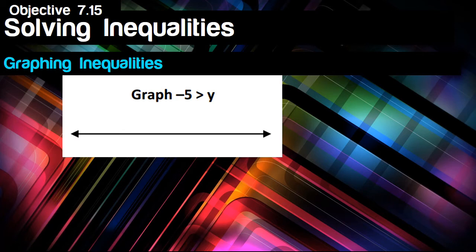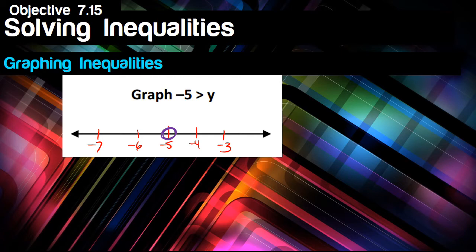Let's go ahead and try to graph -5 is greater than y. So I'm going to graph -5 on the number line, and then some numbers to the right, and then some numbers to the left. I know that I have an open circle on -5 since I'm dealing with greater than. And let's go ahead and solve to see which way this arrow is going.